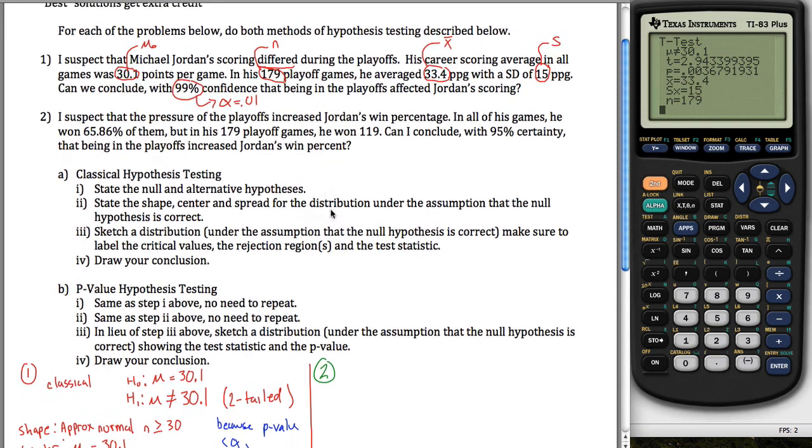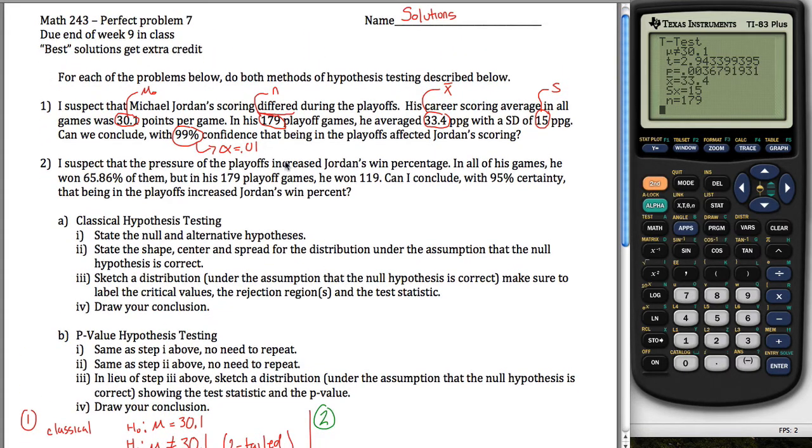Alright, now I'm going to take care of the second part of this problem. In the first part we did the t-test. Here in the second part we're going to do this proportion test, and we'll do it using both the classical method and the p-value method. So I guess we should go through and read the problem and figure out all the pertinent information.